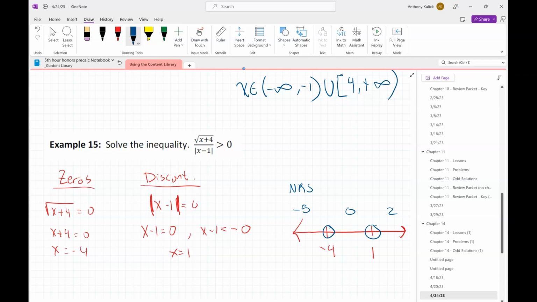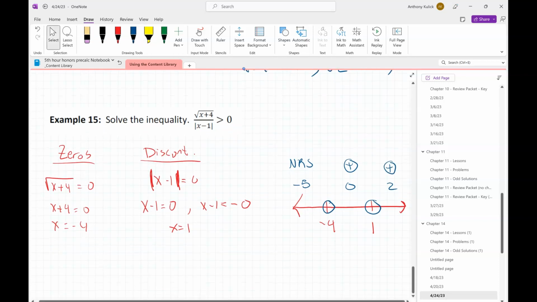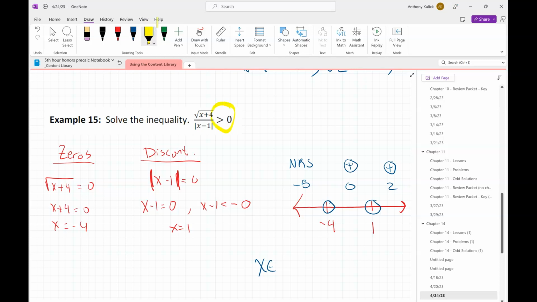Okay. If I plug 0 in, I get positive over, what's the absolute value of 0 minus 1? Positive. So positive over positive is positive. And if I plug 2 in, I get positive over positive, so that's positive. Okay? So if I write my answer now, what would I say for my answer here? Right, I have greater than 0.